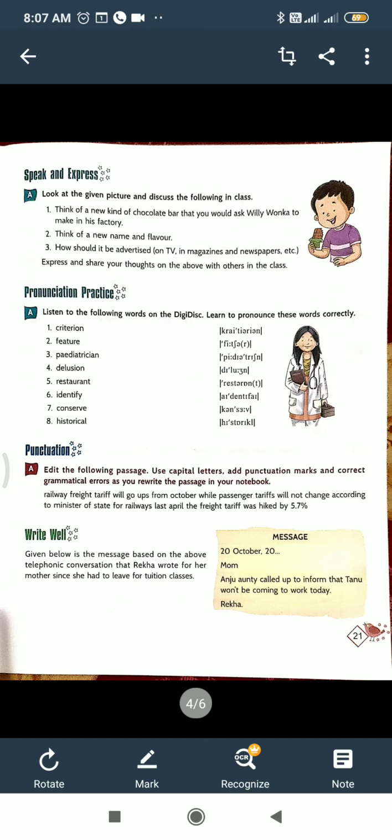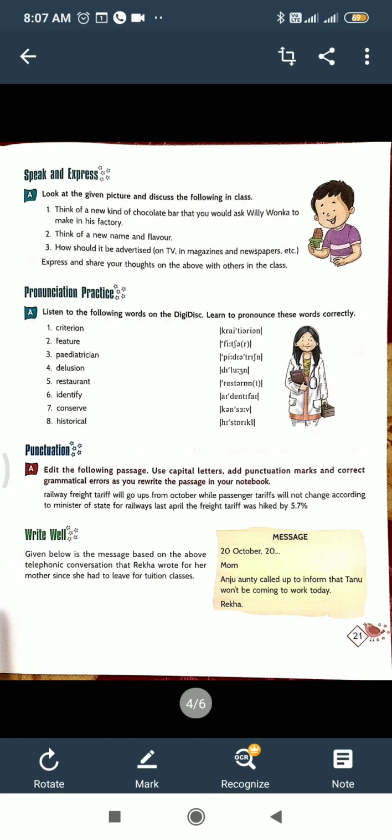Next one, how should it be advertised: on TV, in a newspaper or magazine, etc. You know that if you are watching television, there is advertisement of different types of things. So suppose that you are advertising that chocolate, how will you do that? Express and share your thoughts on the above with others in the class. Don't write in the fair copy. Actually, you have to do it here, okay?